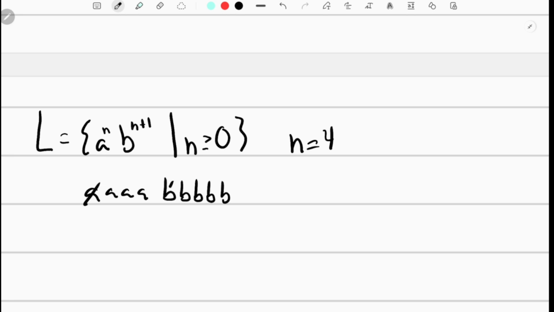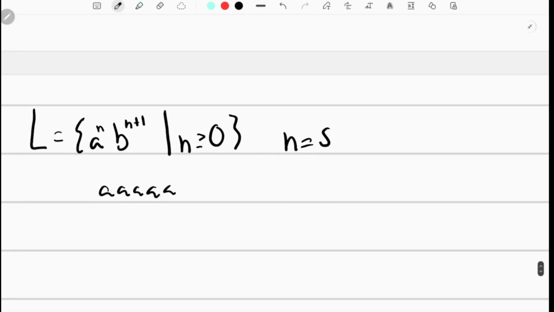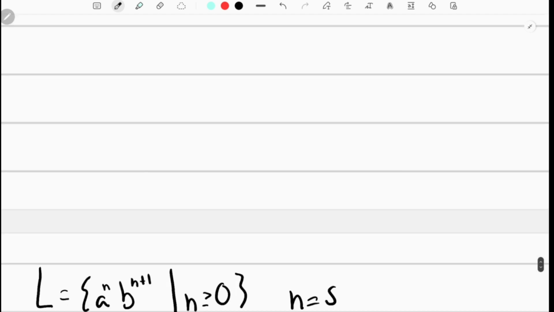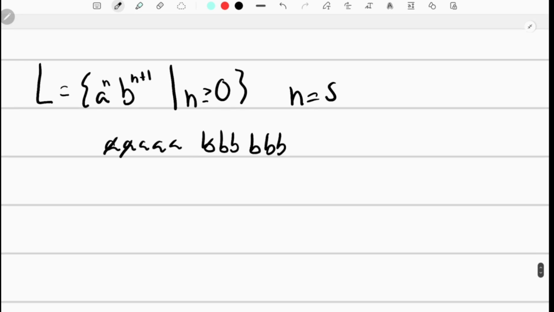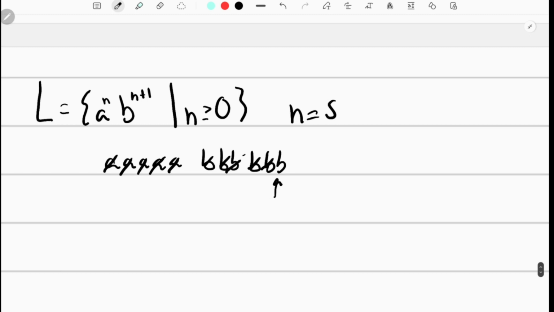Then for every a we cross off a b, and it looks like that condition holds again. So let's just try n equals 5 one more time. If there's always going to be one b left over, we found an algorithm, a way we could check if a to the n and b to the n plus 1. So let's say we have 5 a's, and then b to the n plus 1 is going to be 5 plus 1, so we're going to have 6 b's. So we cross off an a, cross off a b, a, b, a, b, and then we have one b left over, so we kind of found our algorithm.